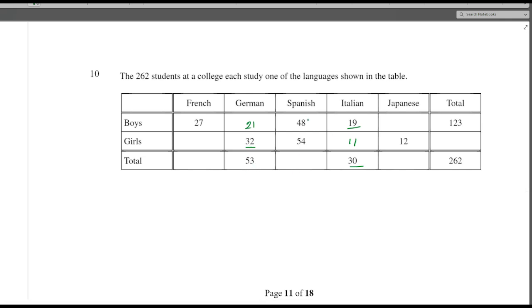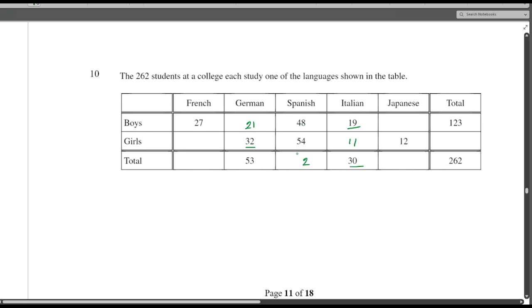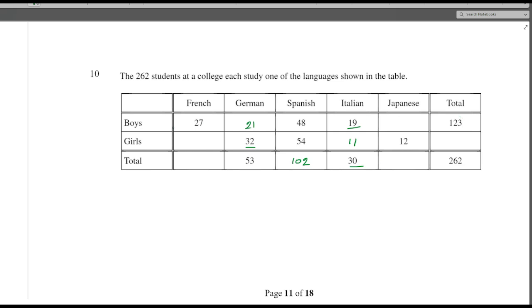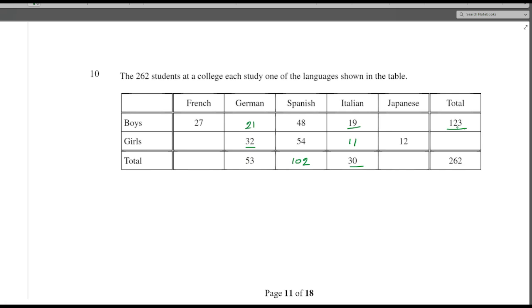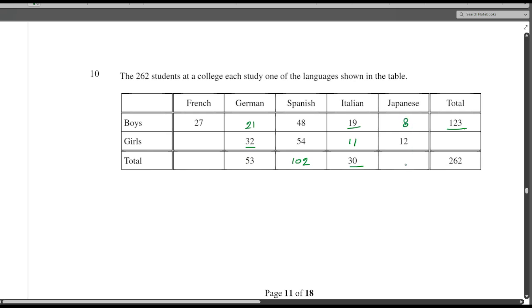Now I will add here 48 and 54, which is 102. Now horizontally, if I see, this total is 123. So I will say 123 minus 27 minus 21 minus 48 minus 19. That will give me 8. So here, Japanese, I have 8. 8 plus 12 gives me 20.